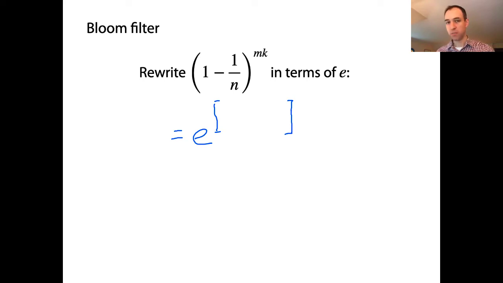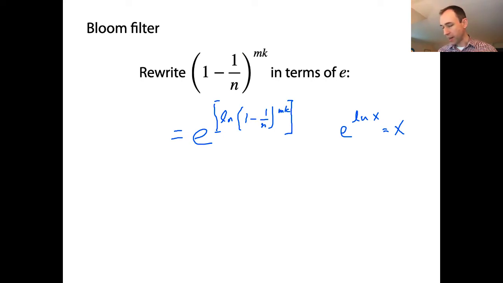All right, so what do I have to put in the exponent? I have to put the natural log of that expression. So let me put ln of 1 minus 1 over n to the mk. So what I have here is of the form e to the natural log of x, which is just x, right? So this expression here is this expression, but rewritten.